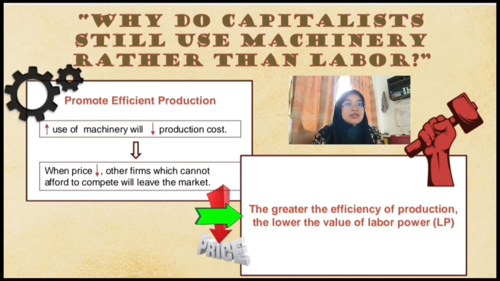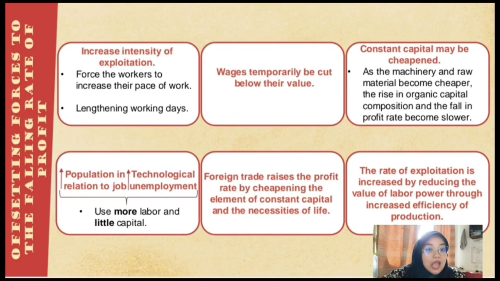Second, the greater the efficiency of production, the lower the value of labor power. The number of hours required to produce subsistence will be less, and the total amount of profit produced per working day will be more. Next, I will explain the offsetting forces to the falling rate of profit.